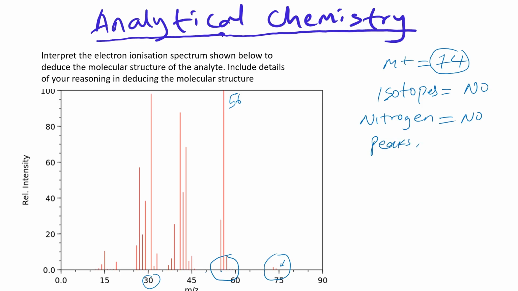We have peaks at 56. Okay, and let's look at this cluster as well. This cluster here, the tallest peak on this cluster is 30. This is 35. This is 40, 41, what is 41, right? So we have a peak at 41.